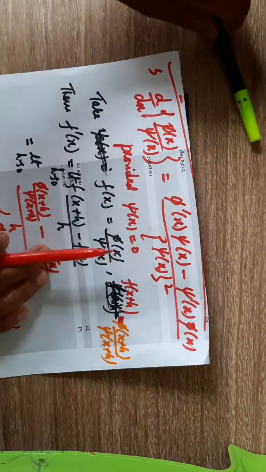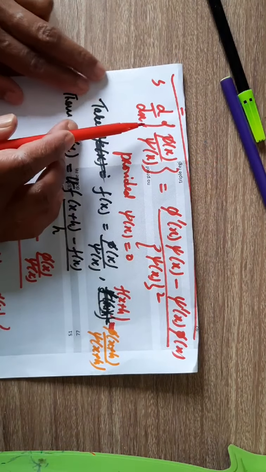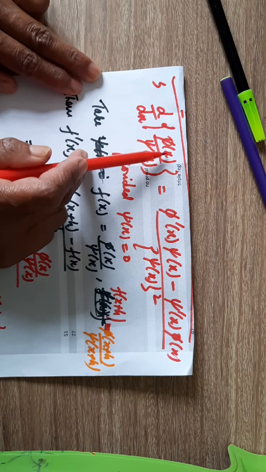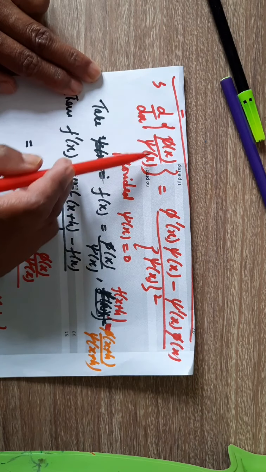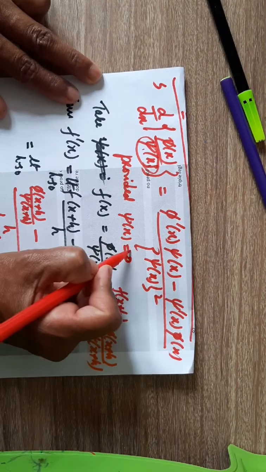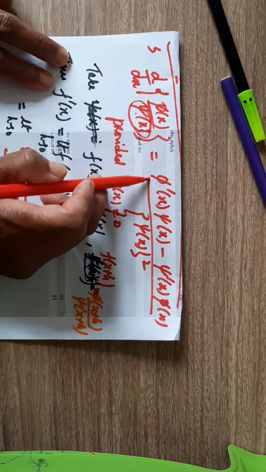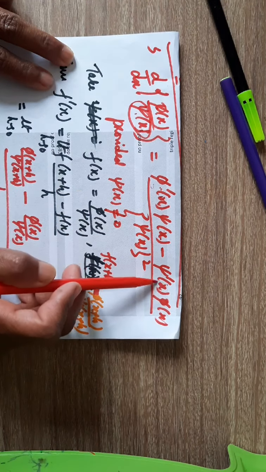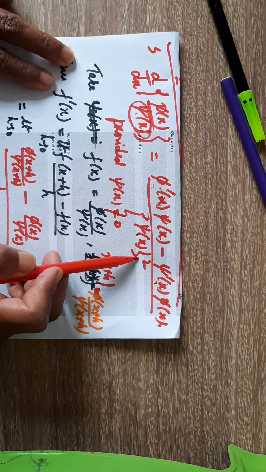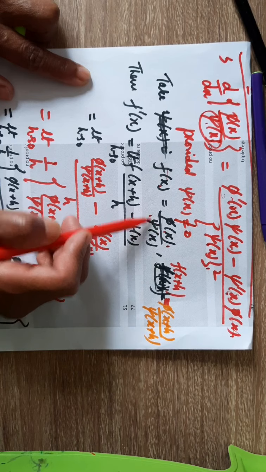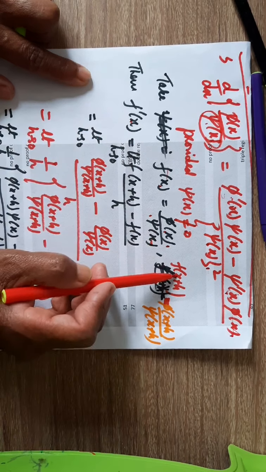And lastly, let us come to the fifth fundamental theorem on differentiation. It is d/dx, the derivative of the quotient of two functions phi x by chi x. This will exist provided chi x is not equal to 0. So the formula for this one will be phi prime of x into chi of x minus chi prime of x into phi x, by chi x the whole square. So here we can take f of x to be phi x by chi x. Then what is f of x plus h?